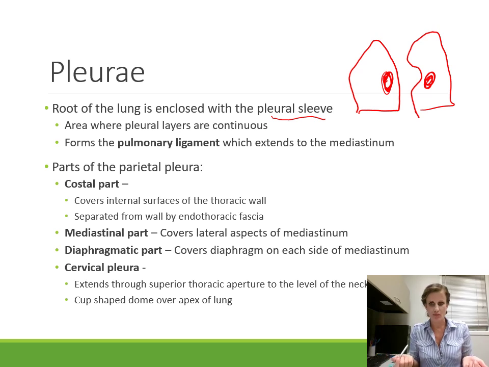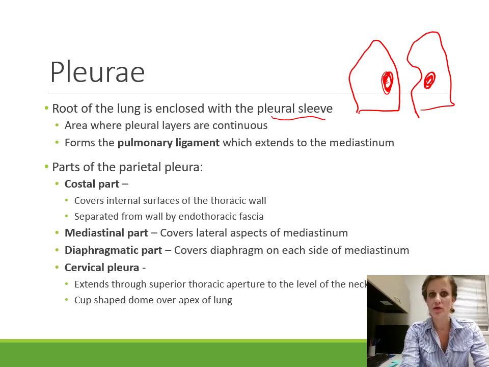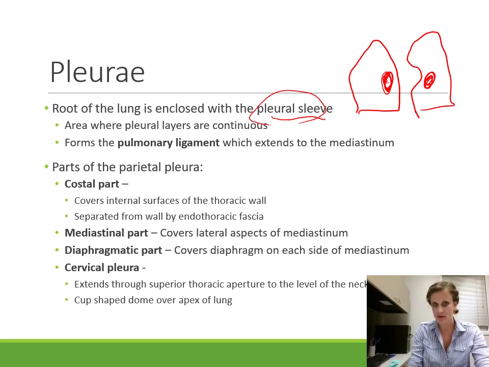This is the area where things are entering and leaving the lung. So the pulmonary artery, the pulmonary veins, the main bronchi, the bronchial artery, and the nerves are entering and leaving the lung via this root. This area of the lung is enclosed with the pleural sleeve.